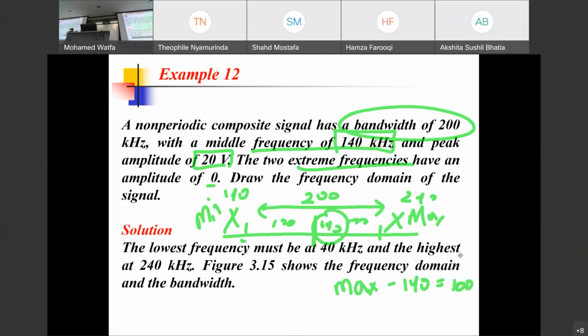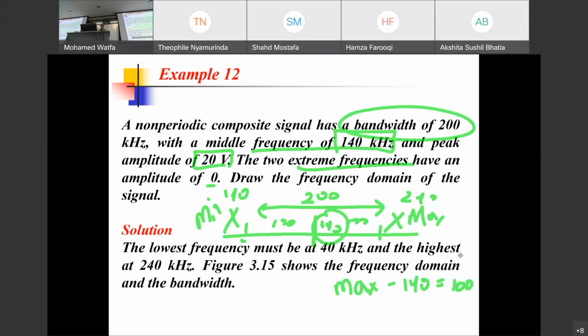Half is 100, the other half is 100. Very simple. Max minus 140 equals 100. Therefore, max equals 240, right? Max equals 240. Once I get max, done. Then the min is 40 because the difference is 200. So 240 minus 200. Yes?